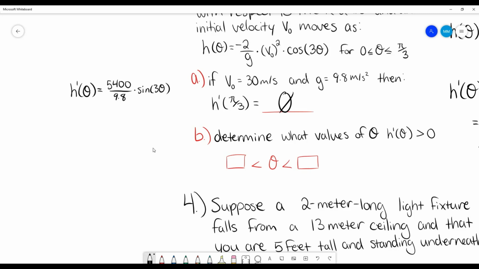So this is going to equal 0. I know whenever this term equals 0, because this is a constant, it's never going to equal 0. So it's all dependent on when sine of 3 theta equals 0. Well, I know that sine of any theta equals 0 when theta is either pi or 0, or 2 pi, or so on, right? But we only have to worry about the domain that they gave us, which is 0 to pi over 3.